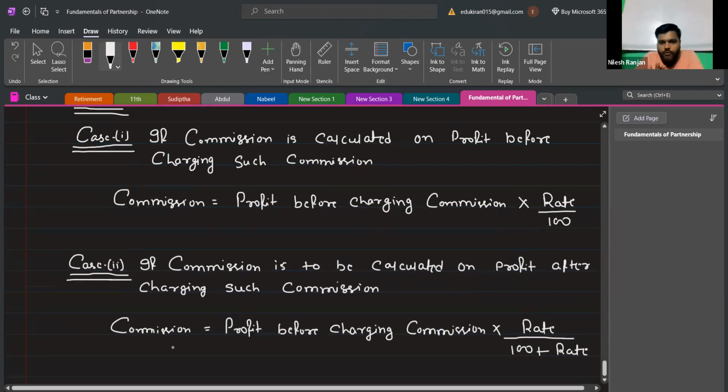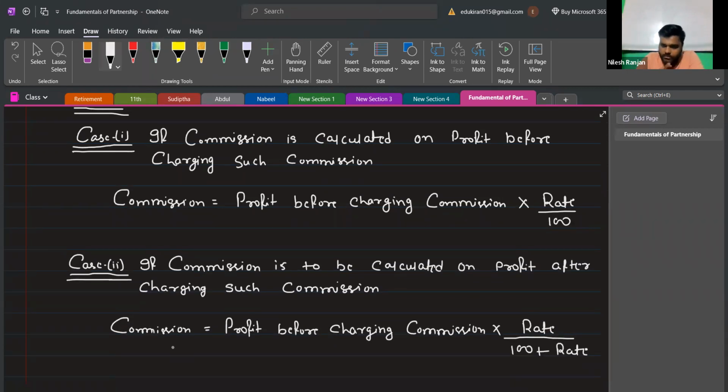Actually, there is no objective portion related to this topic. Okay, but maybe there is some portion about cases. Okay, case one, case two. That's why I'm explaining this a little bit. So if commission is calculated on profit before charging such commission, then you have to calculate commission like this. Okay, different items will be given, like salary, interest on capital, interest on borrowing. You have to adjust all the items. Okay, before calculating commission, you have to adjust all the items. Is this clear?